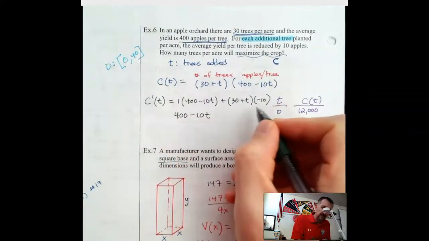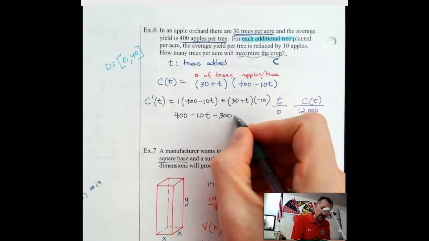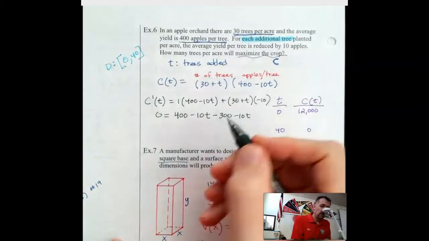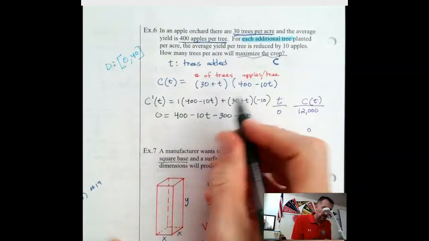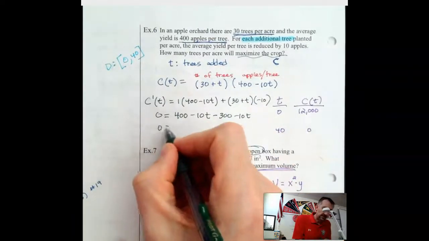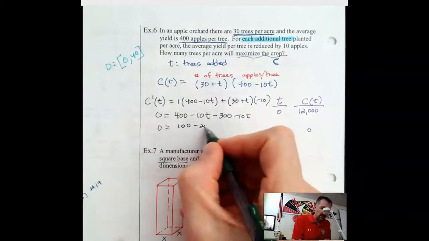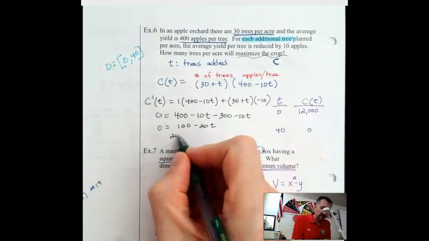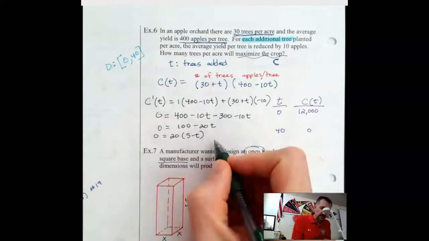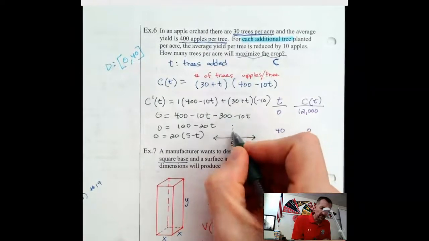Okay, so just clean this up a little bit. We have that, and distribute here. So that's going to be minus 300 minus 10t. We're going to set that equal to 0. We are going to probably move all this, well, we don't have to, I guess. I was going to move it to the other side, but that's going to be 100 minus 20t. So we could factor out a 20 and get 5 minus t. So that's going to be 5.